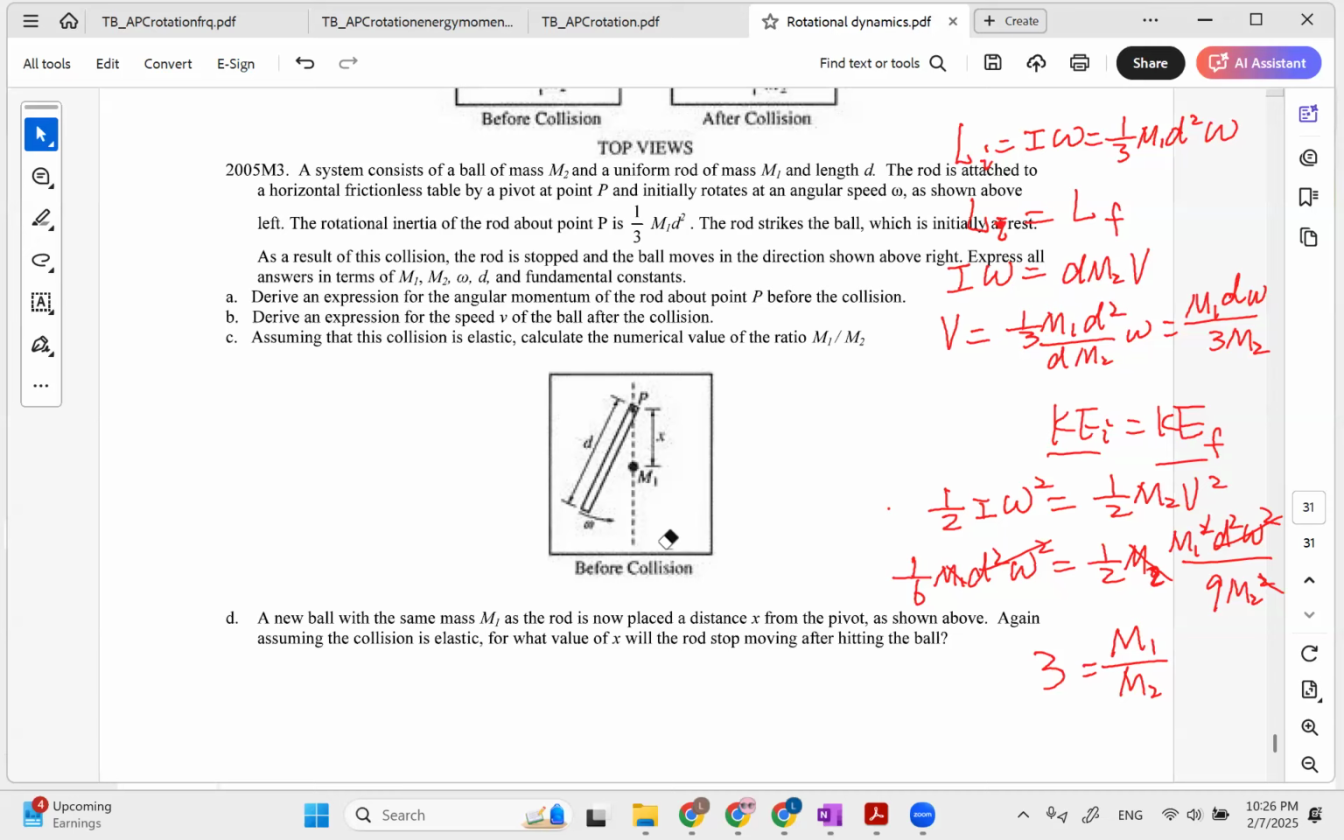So over here, how do you set up the equation? You need to set up that kinetic energy is conserved, and angular momentum is conserved too, right? So the first equation is half I omega squared, right? And then half M1 V squared. It's still elastic, okay?